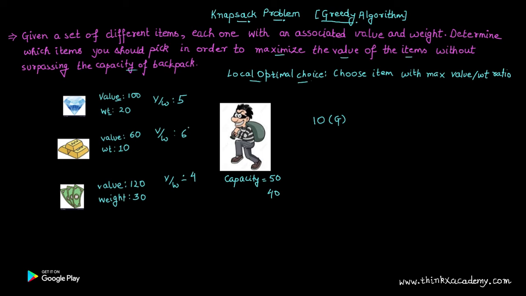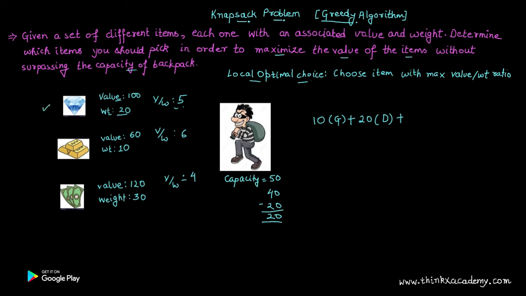Then he is again going to make an optimal choice. So he will choose diamonds now. You can see the weight is 20 and it is not going to exceed our remaining capacity, which is 40. So he will add all the diamonds in his backpack. Now the capacity will remain 20 only. So he will add 20 units of diamonds. I'm going to write D here. So now you can see that the remaining capacity of the backpack is 20 and there is some cash remaining.